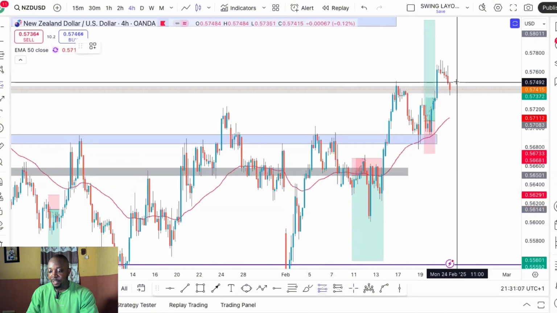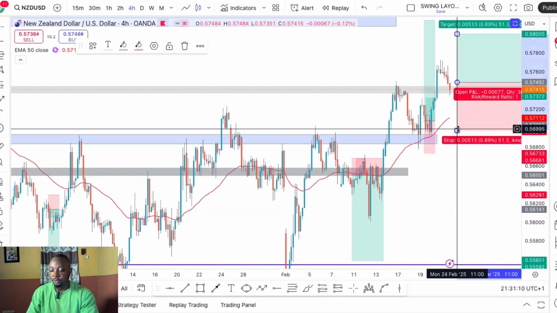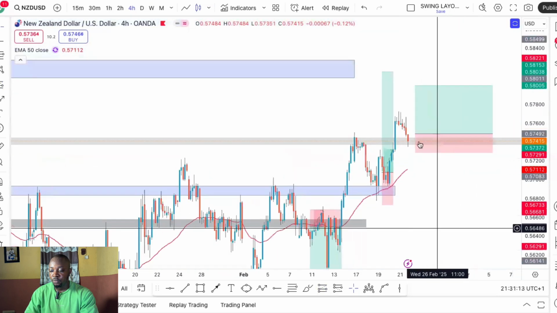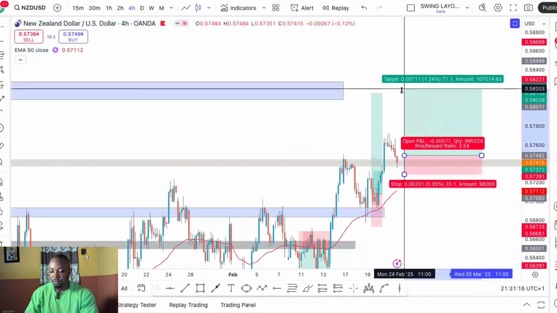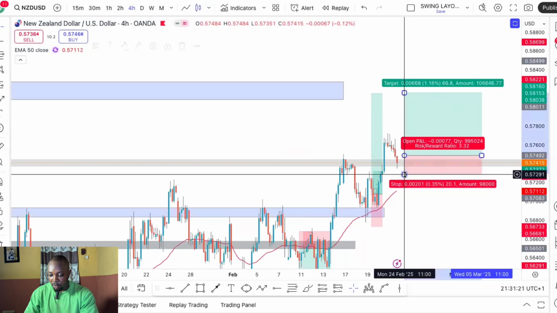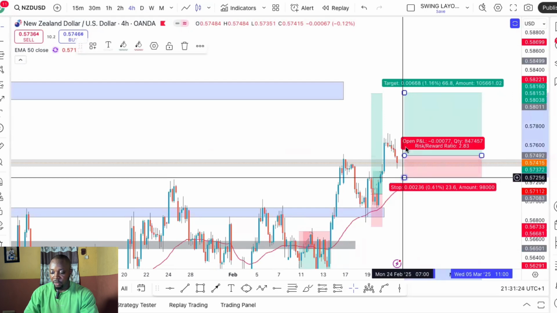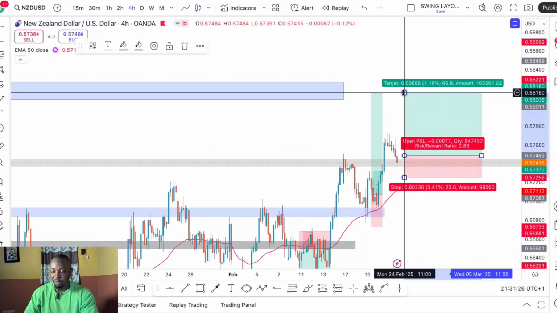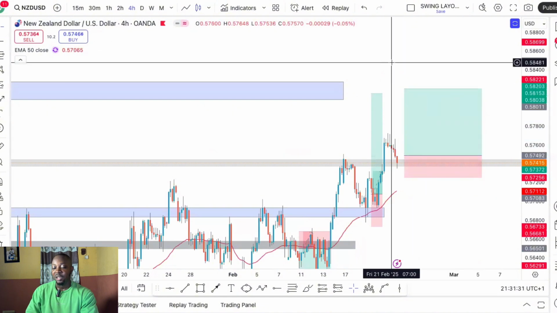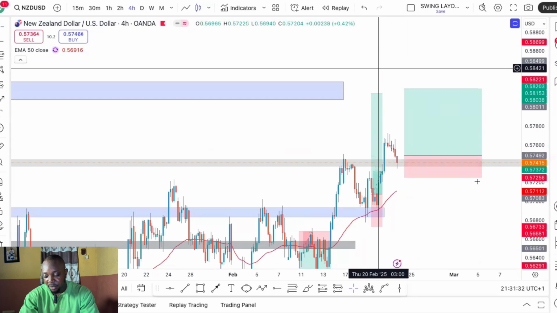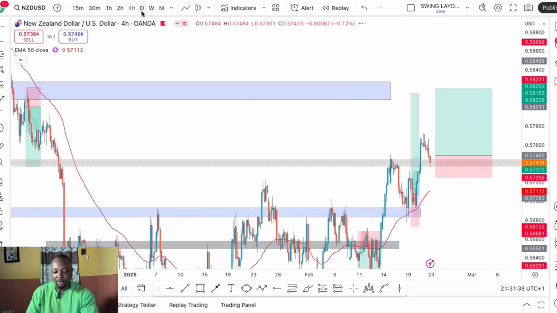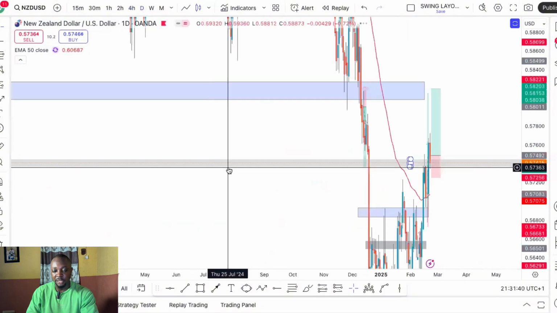If by Monday we can get a 4-hour bullish engulfing candle, I'll be looking to get in like so. Something like this, with a wider stop loss, I don't care. Last week the market just wicked me out multiple times. So yeah, something like this will be looking very tempting next week. So I'm bullish on NZD USD.